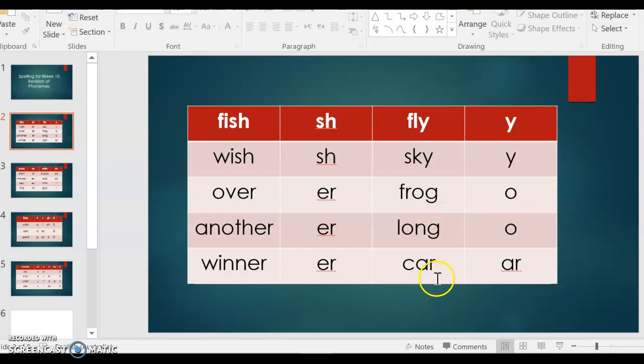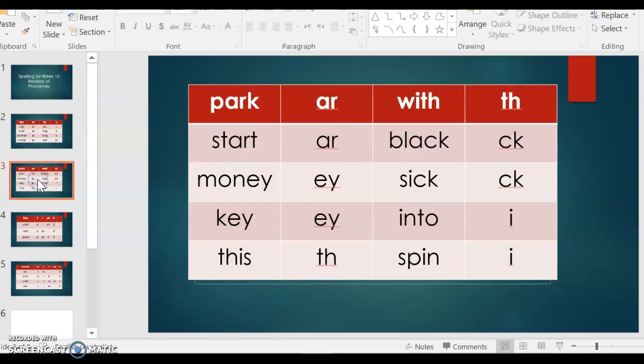This word is car, and our digraph that we focused on was AR. Two letters making the sound of ar. K, ar. Let's go to the next one. Following on from car, we've got park. Park, same thing. AR, start, AR. So car and park and start all have the digraph of AR that says ar. P, ar, k, st, ar, t.